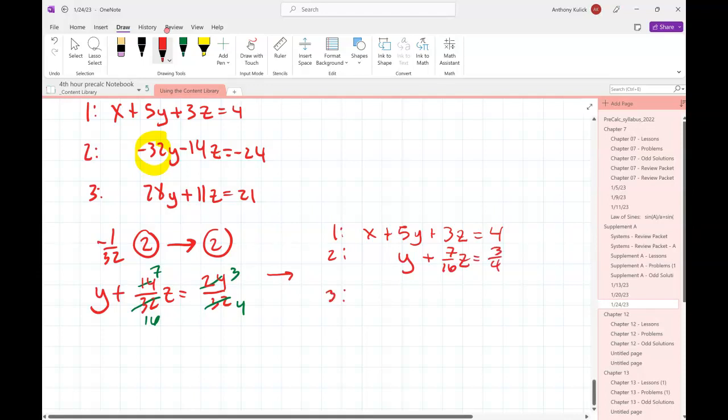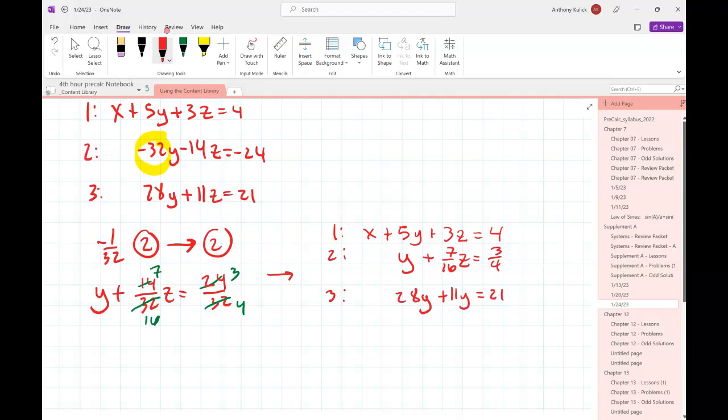Notice I have these yucky fractions. There's no getting around it. Well, it's okay. Make the best of it. Next shot, I got to get rid of that 28y. So to do that, I'm going to multiply equation 2 by negative 28, add it to equation 3, and make that my new equation 3.